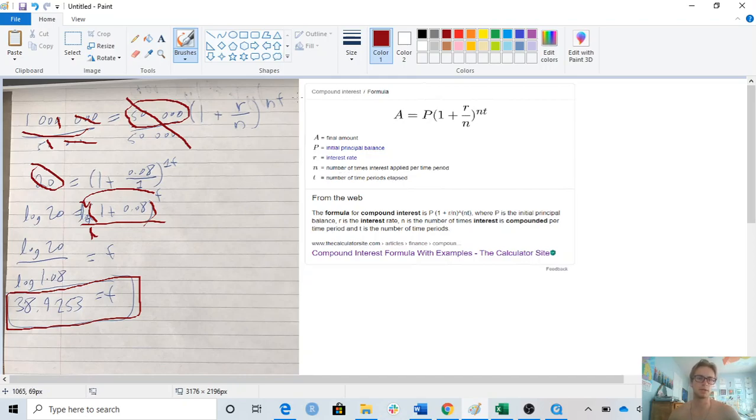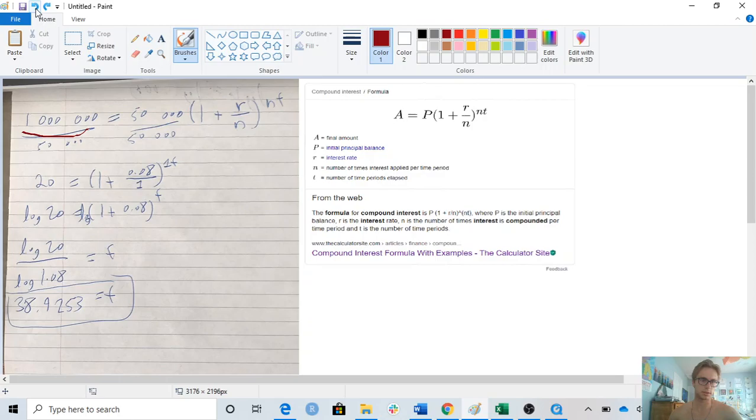So for T, we're just going to assume that that's in years, and that we're just going to compound annually. So we reinvest that interest annually. So I just made some marks here. Let me just go through that.